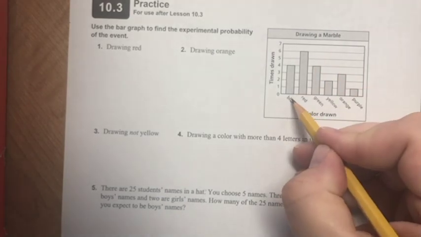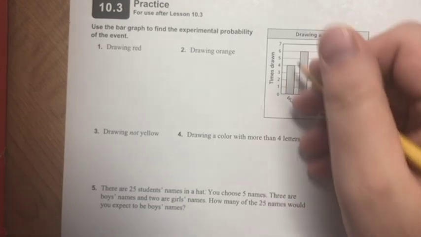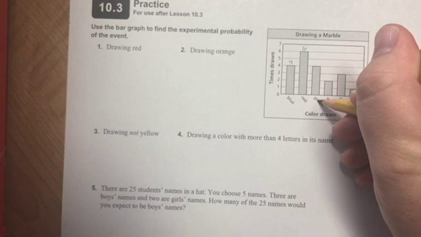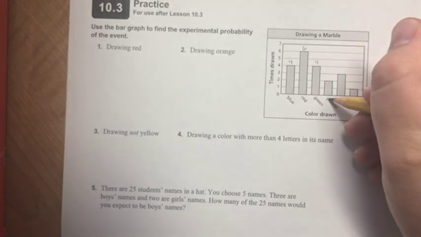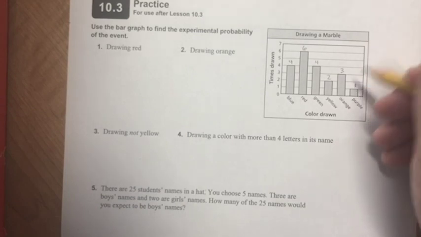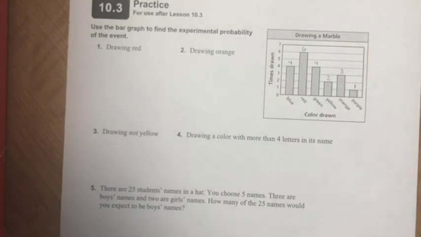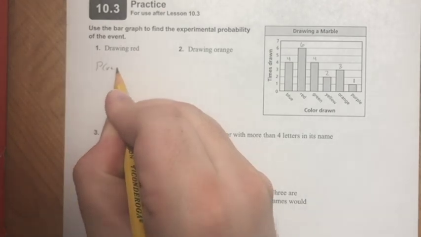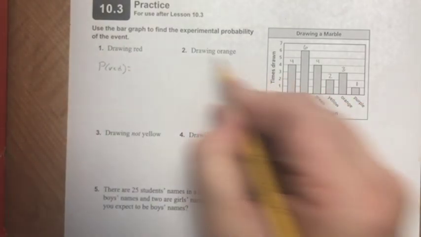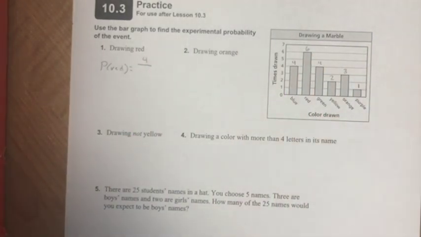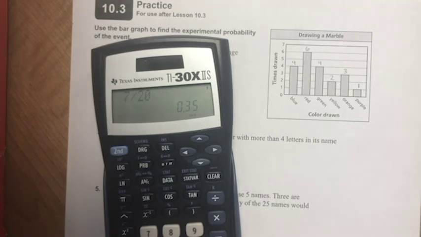If we look at blue, we see that it was drawn 4 times. So I want to write that there. Red was drawn 6 times, green was drawn 4 times, yellow 2 times, orange 3 times, purple 1 time. All right, so we want to know the probability of drawing red. Well, we know that we drew it 4 times. But how many times did I draw? Let's find out. Let's add everything up.